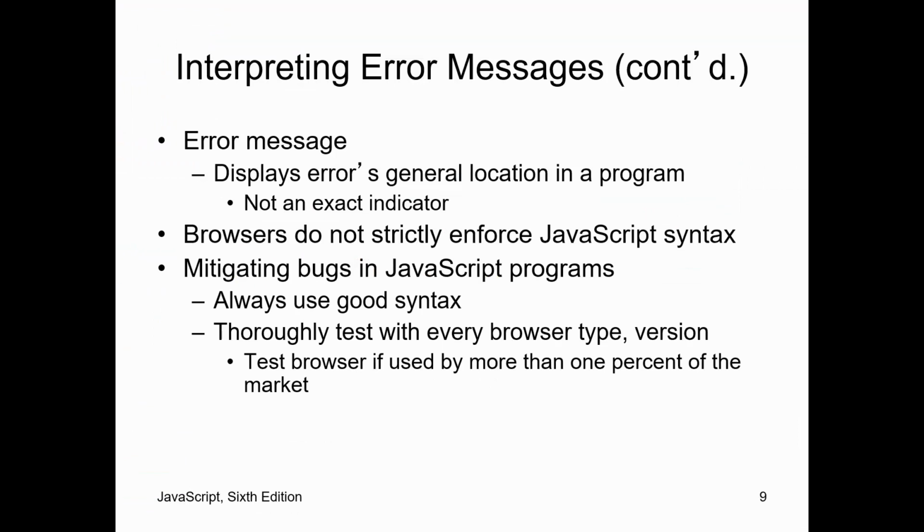Now, sometimes error messages display the exact line that's in question. The good news is if you've got a program that's, let's say, 600 lines long, and the error message is on line 40, and let's say line 40 is blank. Well, of course, it's not on line 40, but it probably means that the error is somewhere between line 1 and line 40. All right. Different browsers do not strictly enforce JavaScript syntax or could enforce it in different ways. You should always use good syntax.